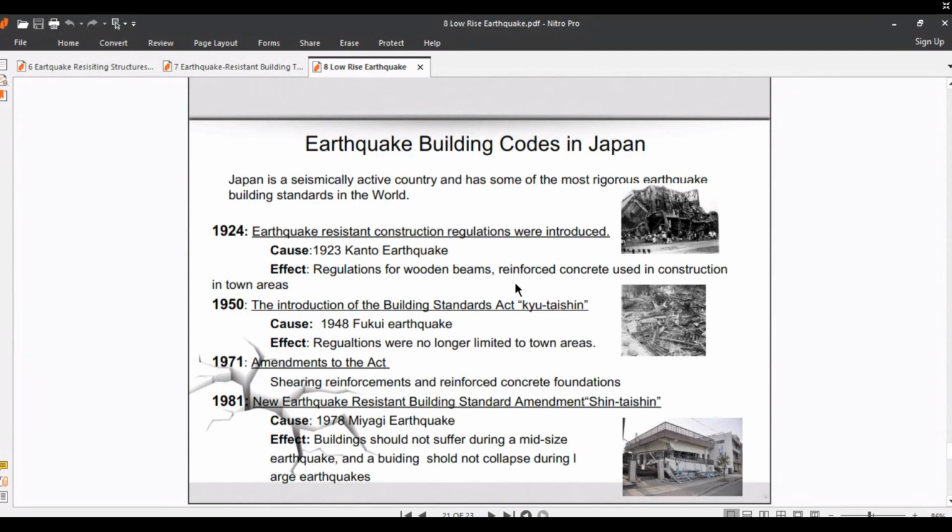And standard 1971, an amendment to the act, shear reinforcement and reinforced concrete foundations. You can find these standards on the internet, and you can compare these standards with your country's earthquake standards, and see what the difference is between these standards and your country's standards.